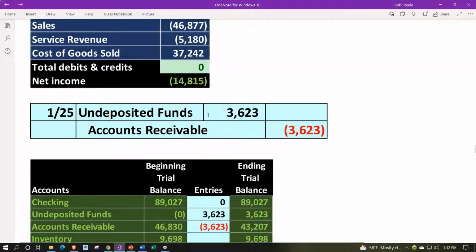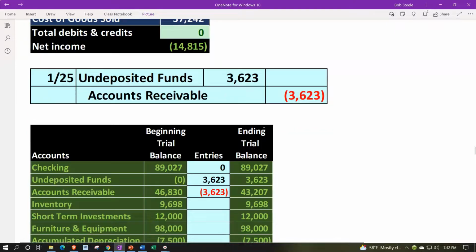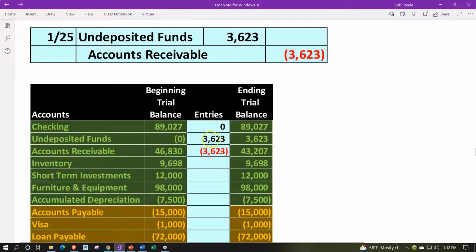This is a clearing account that's going to be a temporary account that's going to go up and then back down after it serves its purpose, helping us to group the deposits that are going to go into the checking account in the format we expect to see them on the bank statement. And then the other side is going to decrease the accounts receivable. So undeposited funds goes up, accounts receivable goes down.